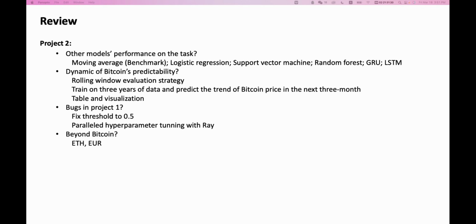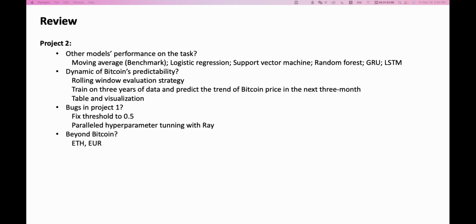In this sense, I changed my evaluation strategy somehow. I still use the rolling window evaluation framework, but in this project, in each round, I trained my models using 3 years of daily price data, and then use the trained model to predict Bitcoin's price change in the next 3 months, instead of just predicting price change of the next 1 day. Also, I added more tabulate and visualization methods to my current Python project script to benefit my results evaluation.